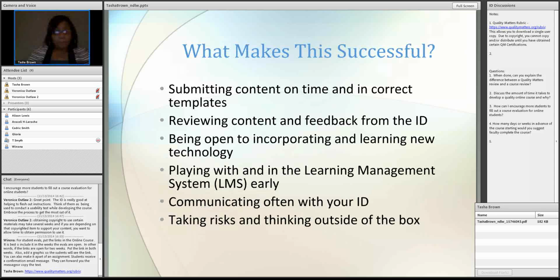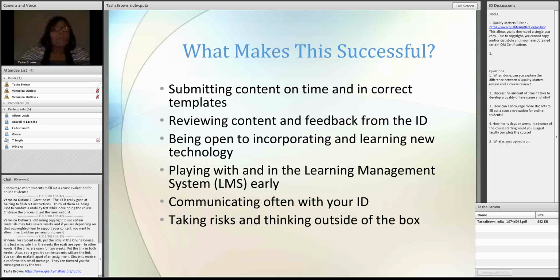So what makes this process successful? Again, it goes back to one of the things we talked about earlier, submitting content on time and in the correct template. Even if you are doing it yourself and consulting with an instructional designer, it is very important that you have a timeline and stay on track to make sure you have that done in the right amount of time.